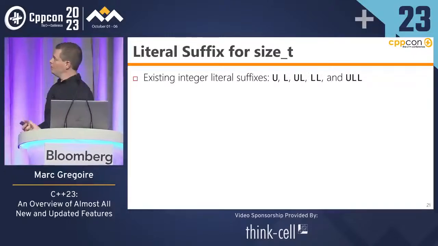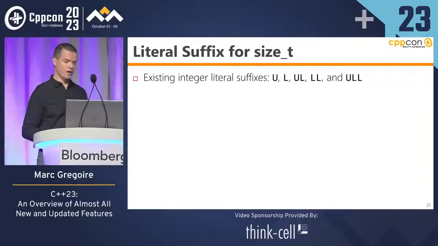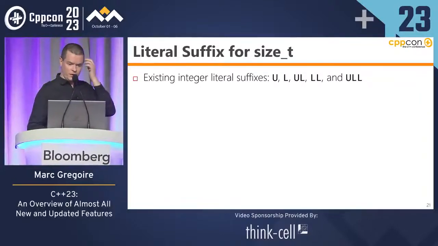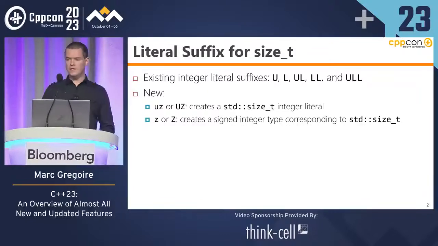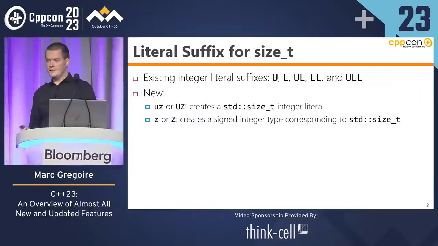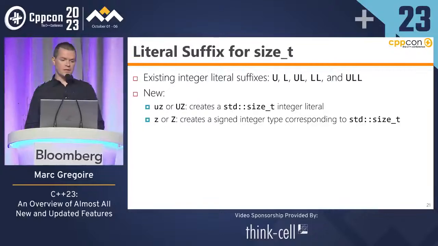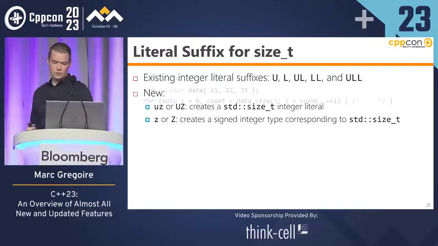So these integer literal suffixes have been there for a long time. You have u, l, ul, and so on. New in C++23 are the following two: uz and z. uz allows you to make a size_t integer literal, and z creates a signed integer type that corresponds to size_t. So let's look at an example.